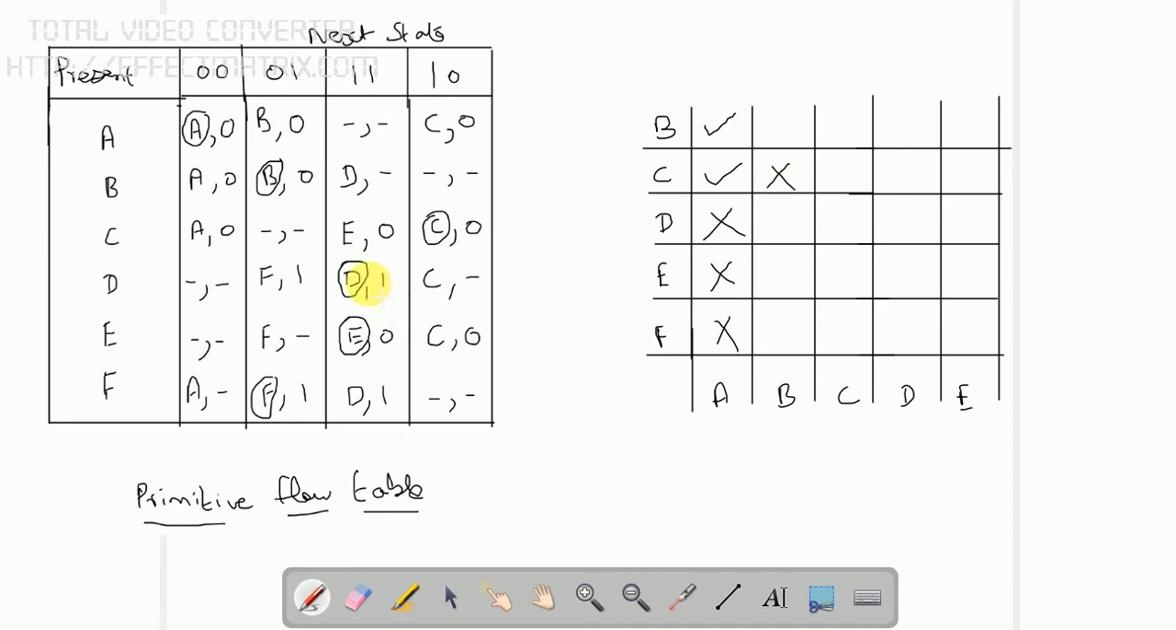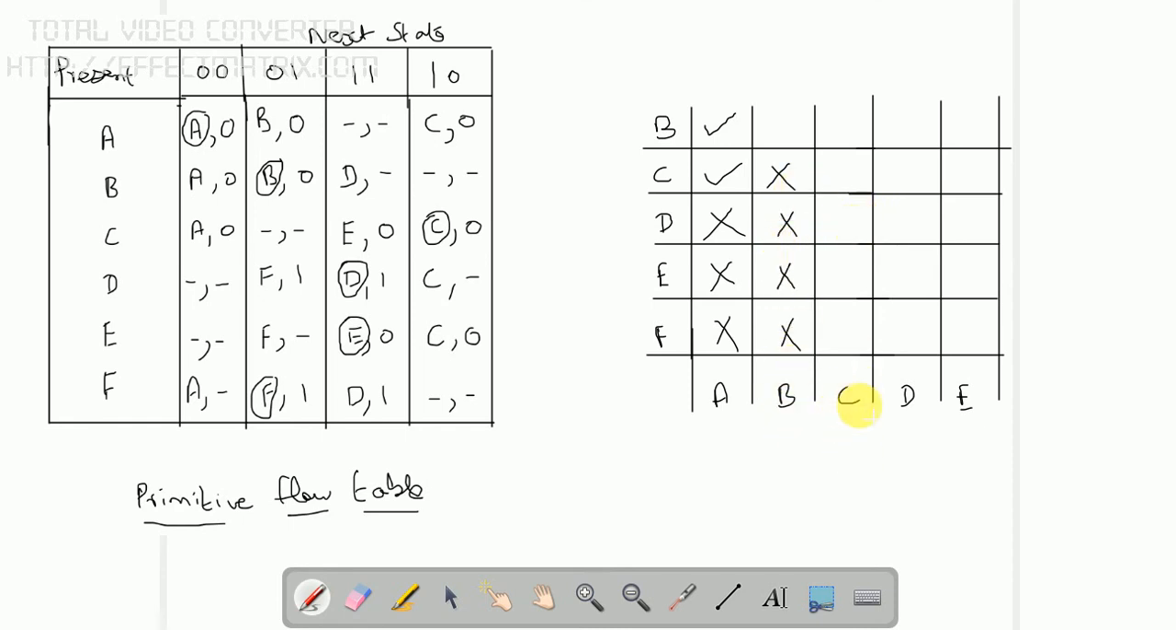Then B and D, A comma 0, dash comma dash, no problem. B comma 0, F comma 1. So it is not equal. Next, B and E, A comma 0, dash comma dash, no problem. B comma 0, F comma dash, so not equal. Next, B and F, A comma 0, A comma dash, B comma 0, F comma 1, so not equal. So B is not equal to any states except A.